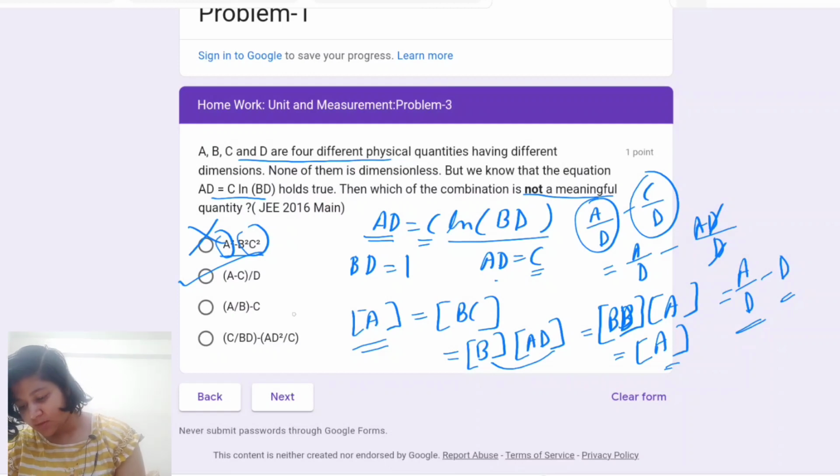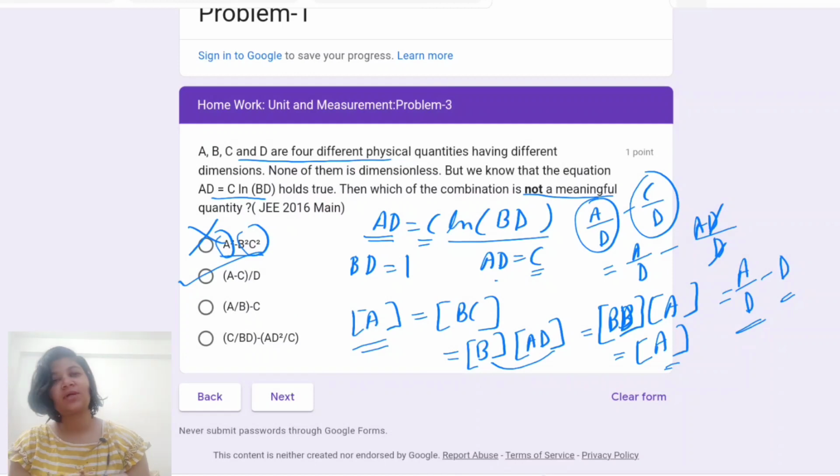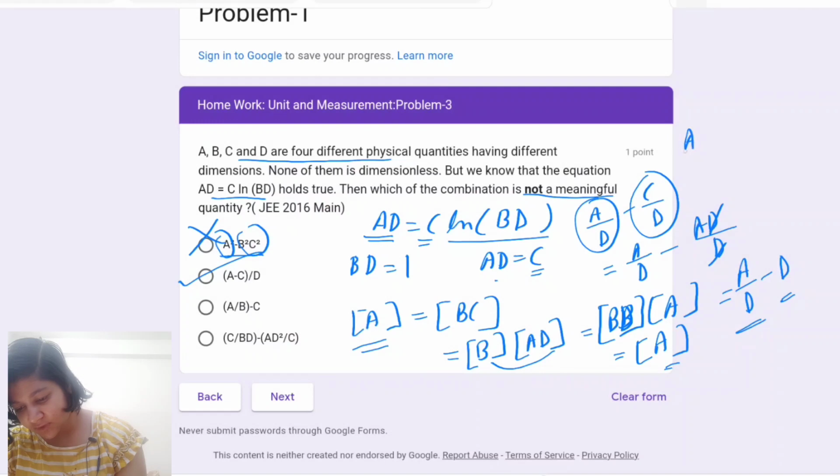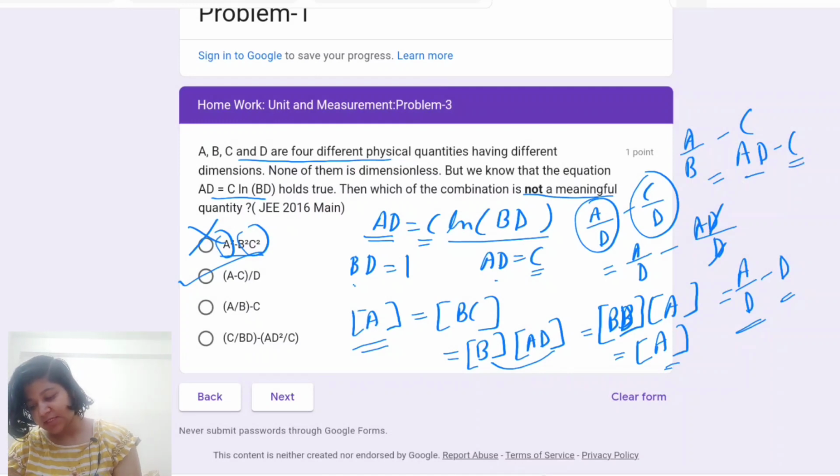Now for our understanding, we can look at the other options as well. Just for learning, we are in the learning phase now. So A by B minus C, what does that mean? A1 by B is equal to D minus C and C is equal to AD. So obviously this is also a meaningful option.